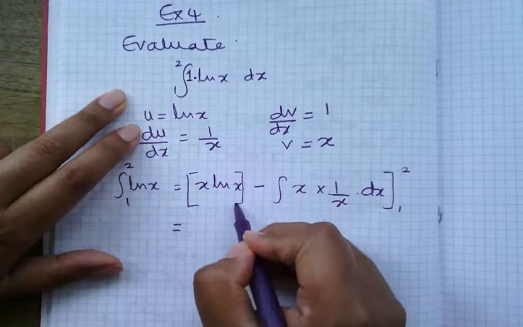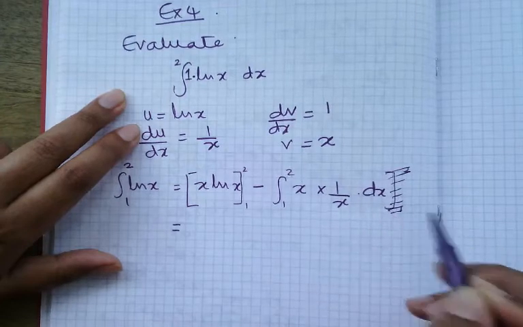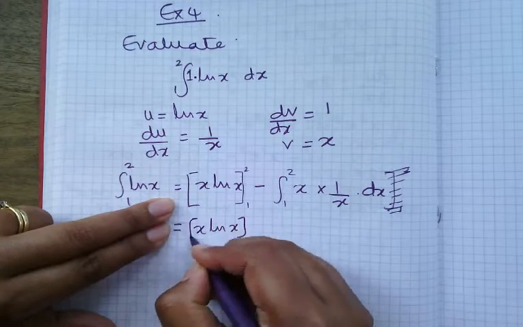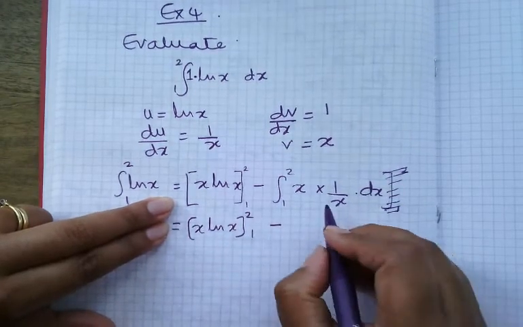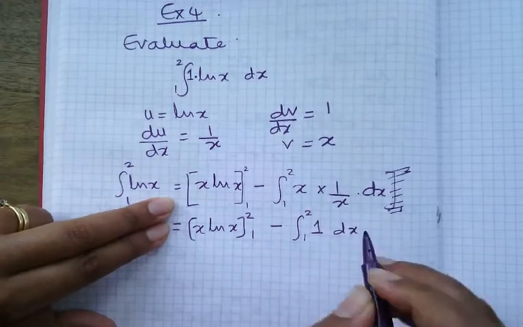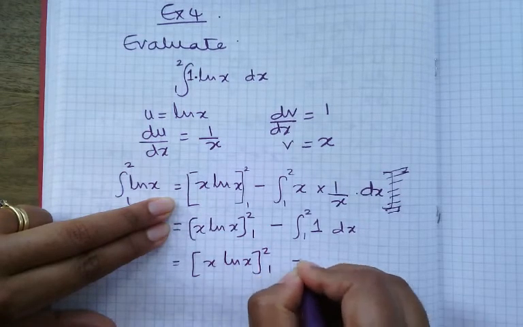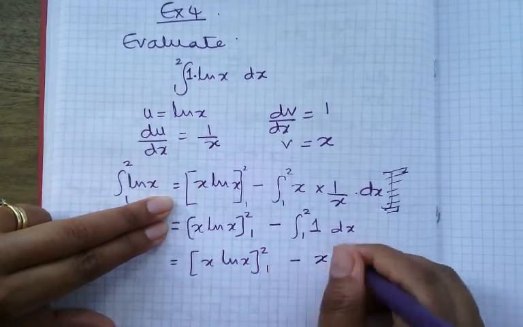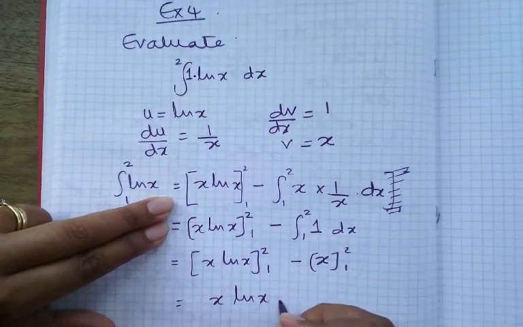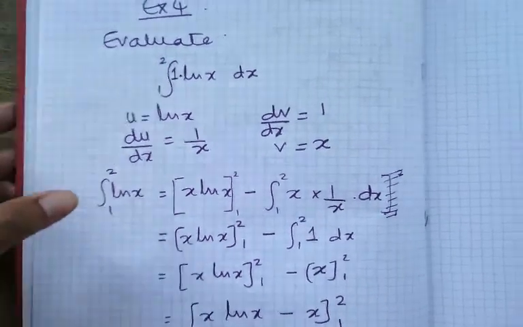Okay, so what I can actually do is put 2 to 1 here and leave 2 to 1 there. I don't need this big bracket there. Okay, so that gives me x ln x limits minus, and I've just got 1 dx. So I've just got to integrate that, and I'm going to have x ln x limits 2 to 1 minus x limits 2 to 1. So basically what I've got is x ln x minus x all to limits 2 to 1.